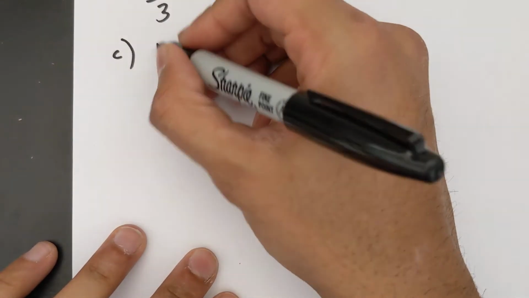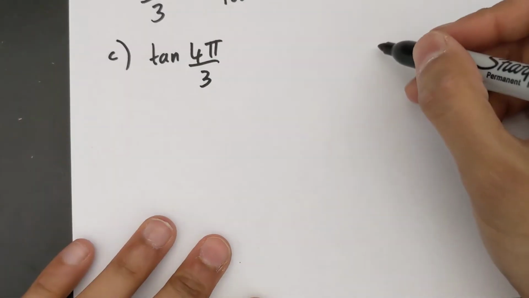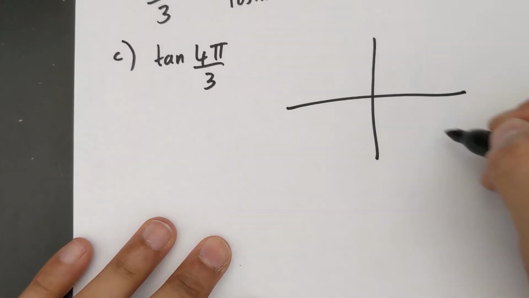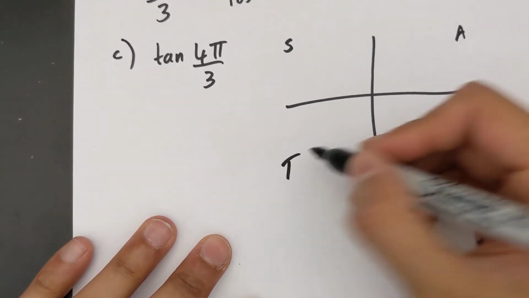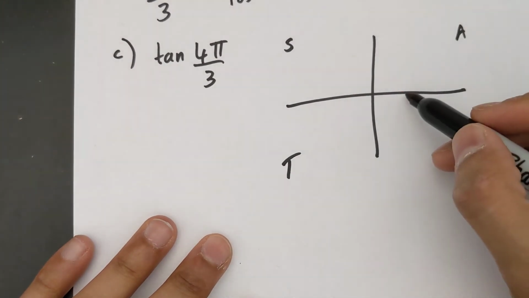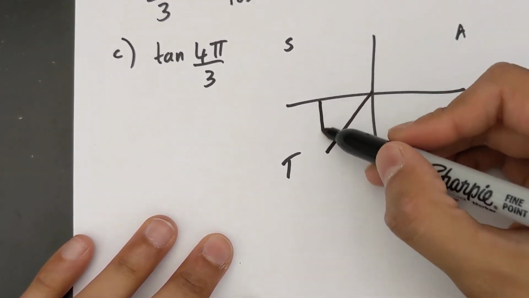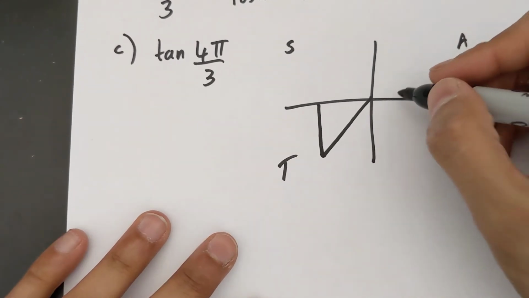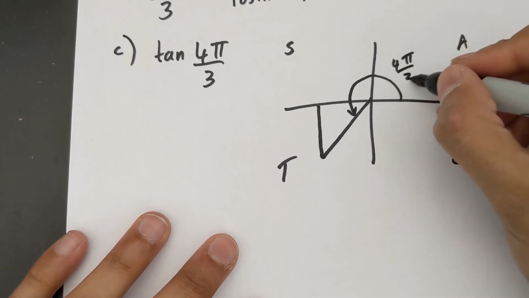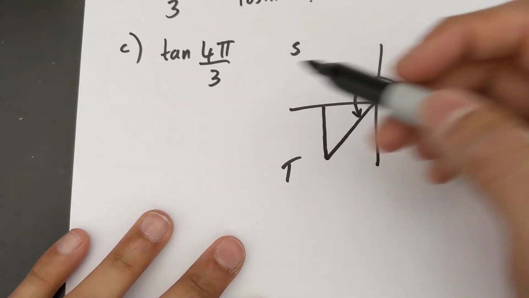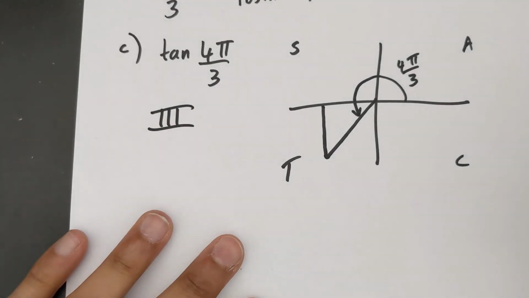Let's try part C. Okay, I have tan 4 pi over 3. I'm going to start with my CAST. So 4 pi over 3, that's 1, 2, 3, 4. It's in this quadrant right here. I know that this full angle is 4 pi over 3. The quadrant of the principal angle, that's quadrant number 3 right there.